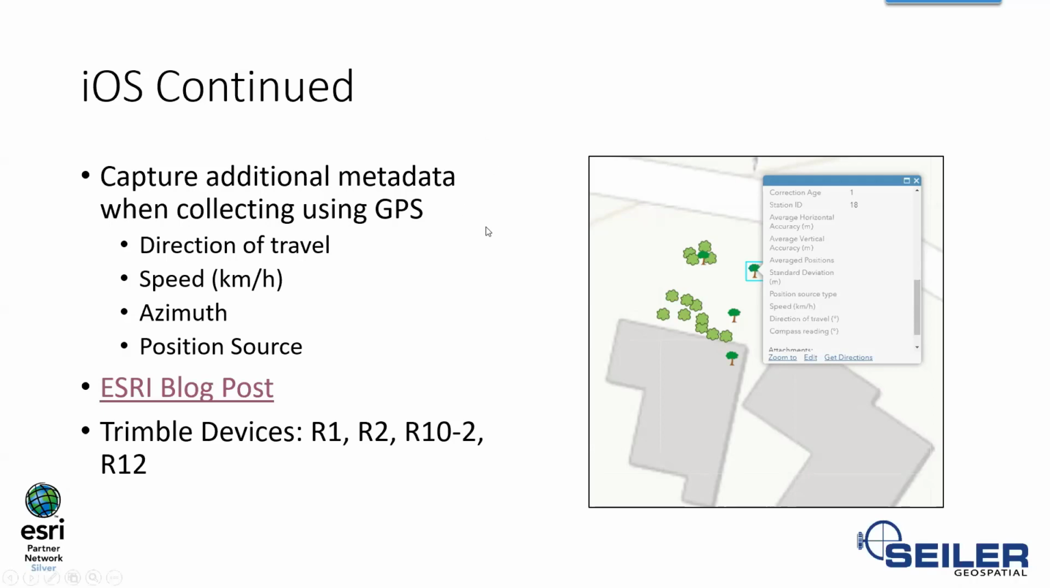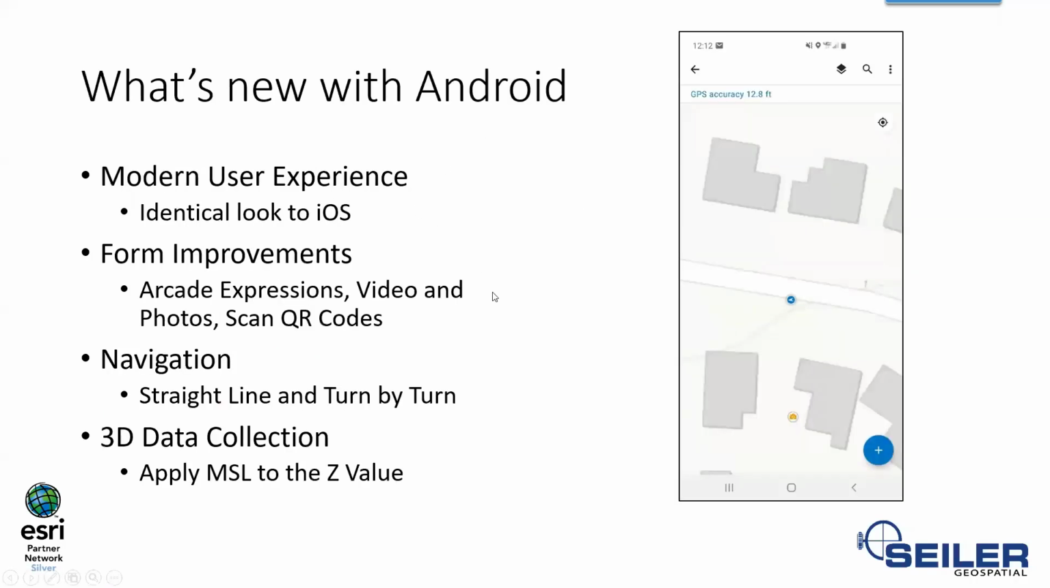All right, so I'm going to take over here and talk about what's new with Android. For the past year, we've been waiting for Android to kind of catch up to where iOS is at. And within the past few weeks, we've actually been brought to the forefront, and Esri has released a product now that mirrors what iOS looks like. So with Android, you're going to have this modern user experience. It's an identical look to iOS.